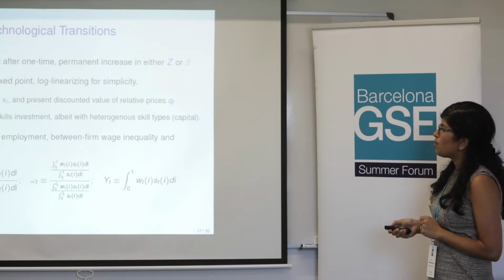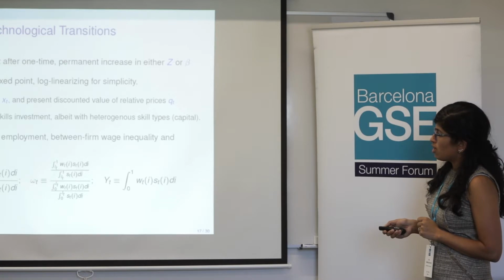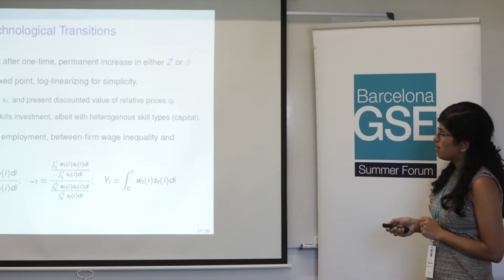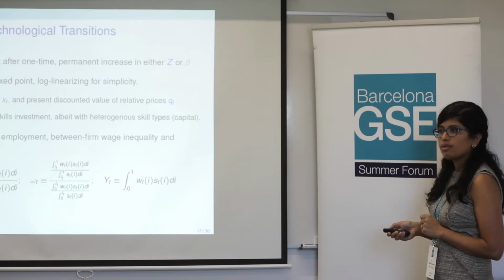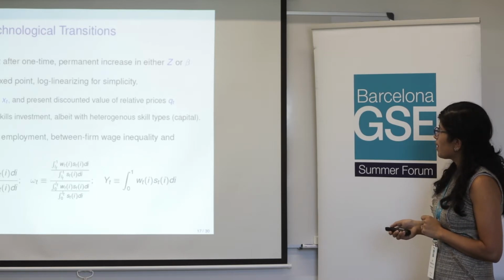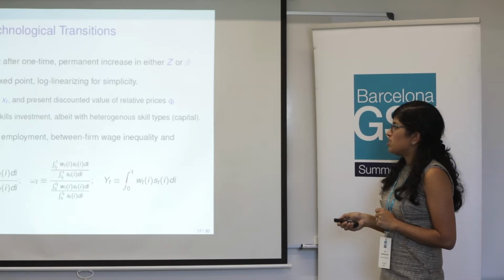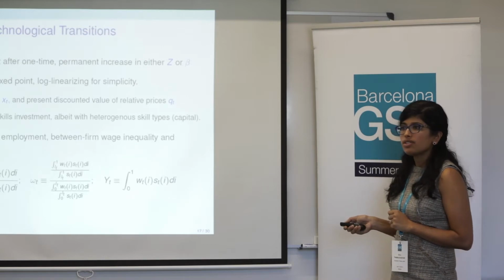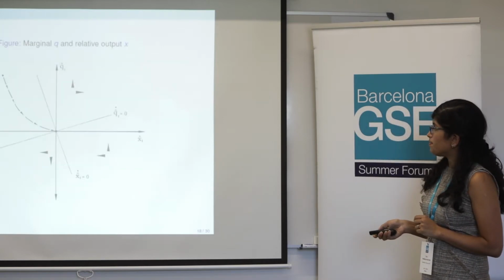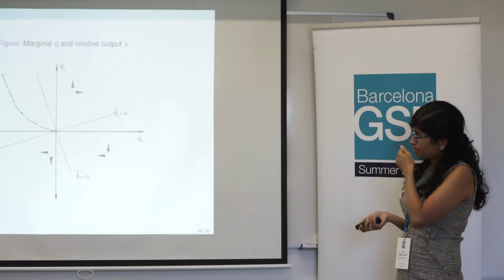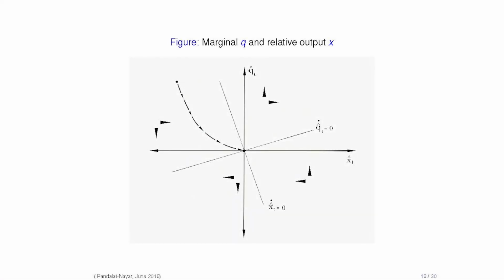Between-firm wage inequality. I'm going to define omega as the average wages in firm 2 relative to the average wages in firm 1. This is between-firm wage inequality. And then y is just overall average wages.